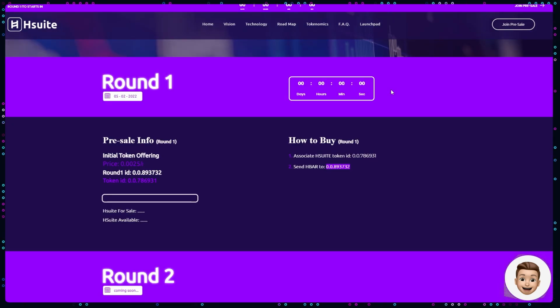Right, flicking over, let's look at Hsuite and mint some Hsuite. So any of you that did follow on from my HBAR video will know that that was actually a test case for Hsuite's smart contractless functionality, and that went very well, hence why we're seeing this launch here. And it's quite straightforward to do. So how to buy is we associate the Hsuite token ID, this one here, we send HBAR to this address, and then effectively we will receive Hsuite back.